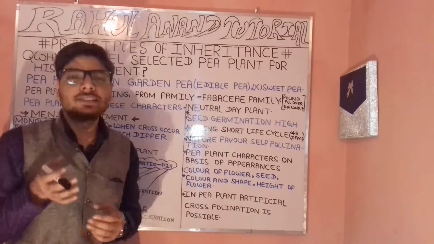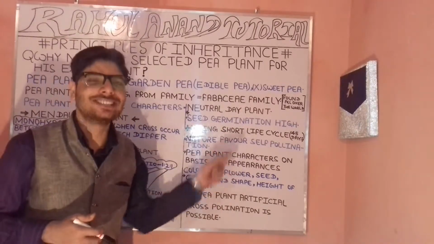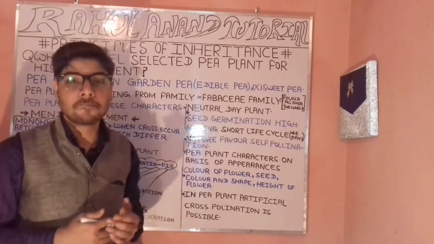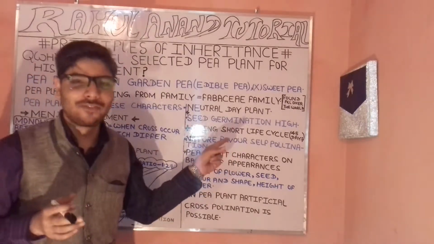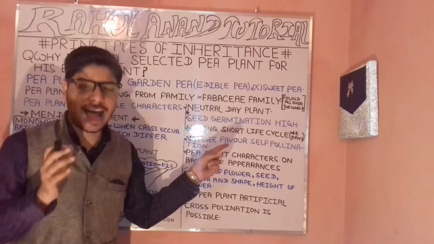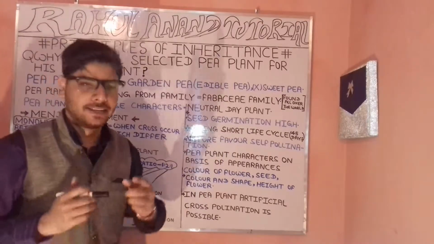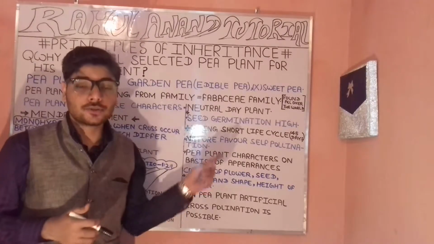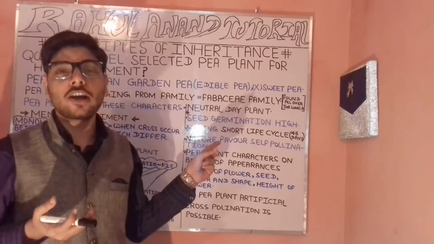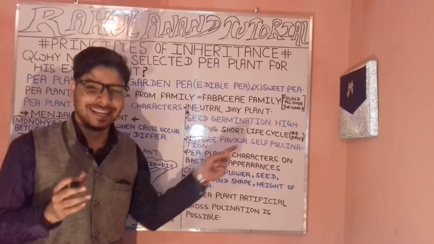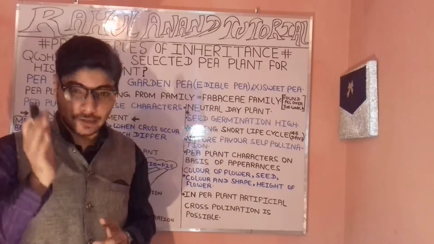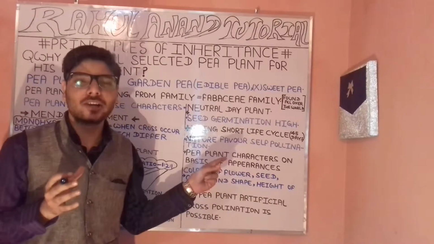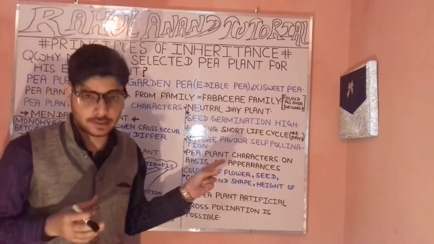Now, why did Mendel select the pea plant for his experiment? These pea plants are neutral day plants. They also have high seed germinating qualities. The third point, very interesting: they have a short lifespan of around 45 days. In the pea plant, the nature plays an important role and favors the self-pollination process.